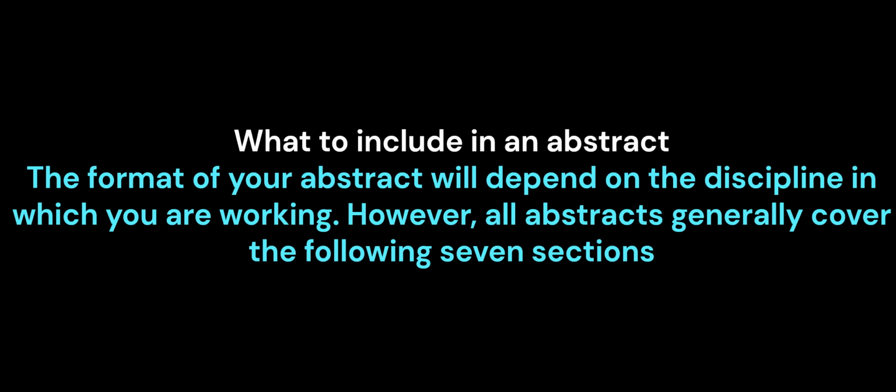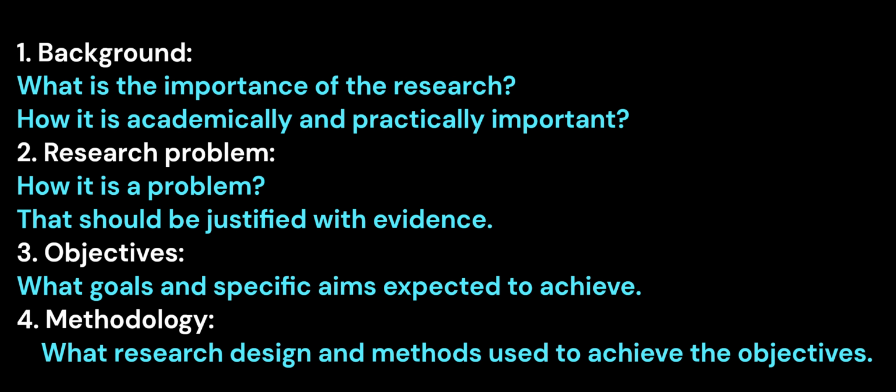What to include in an abstract. The format of your abstract will depend on the discipline in which you are working. However, all abstracts generally cover the following 7 sections. 1. Background. What is the importance of the research? How it is academically and practically important. 2. Research problem. How it is a problem that should be justified with evidence. 3. Objectives. What goals and specific aims are expected to be achieved.